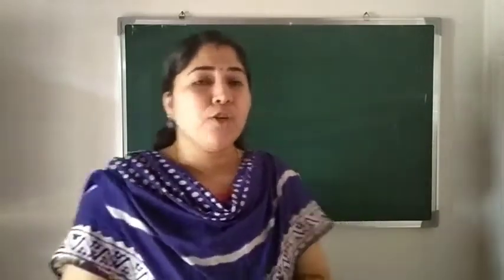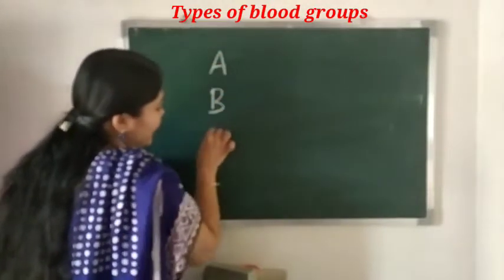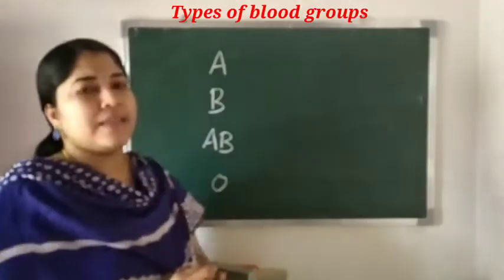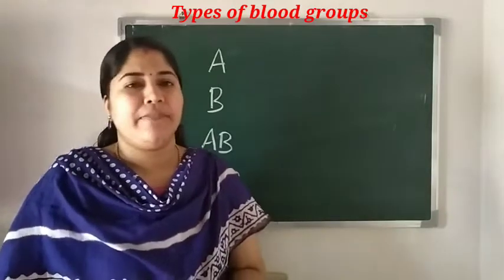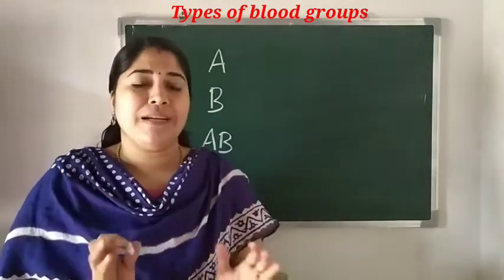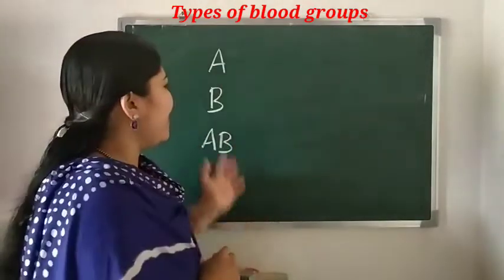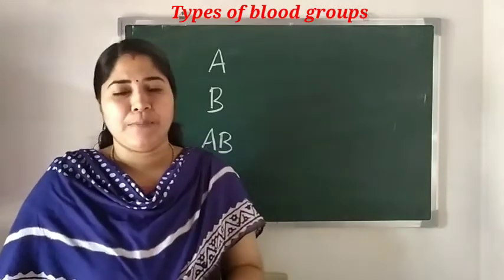As you know, human beings have 4 different types of blood groups: A blood group, B blood group, AB blood group and O blood group. These are the 4 different types of blood group present in human beings, and we will have one of these blood groups. We are not going into detail about blood groups here.